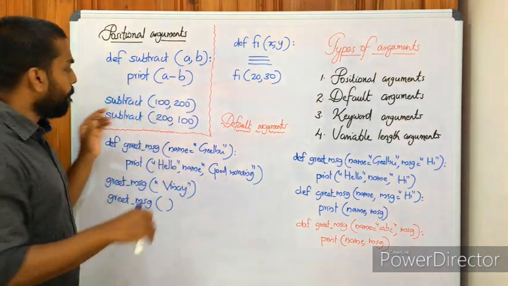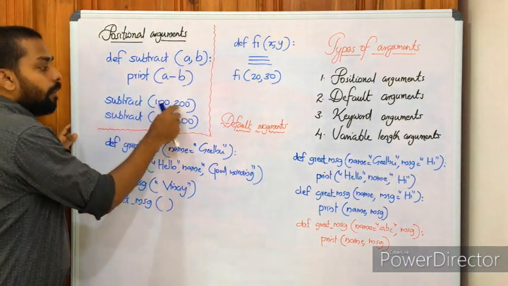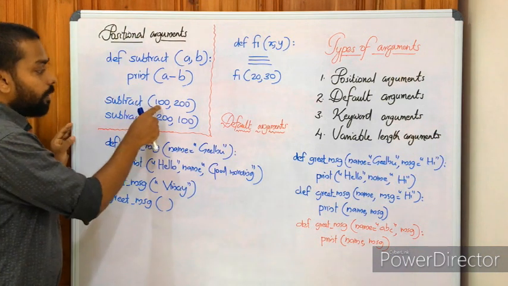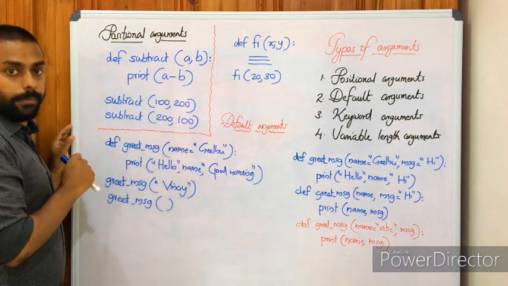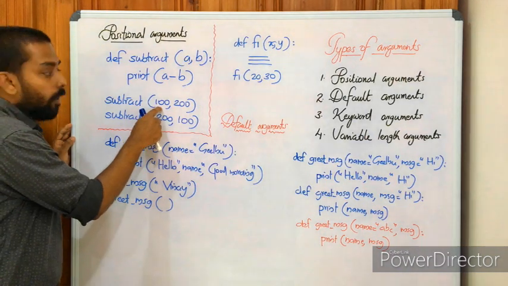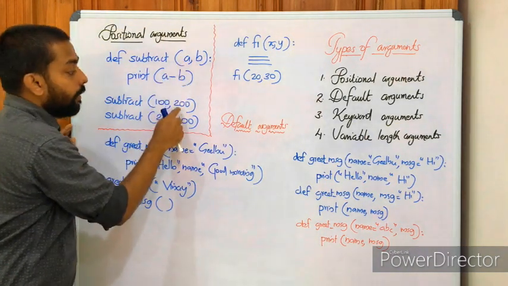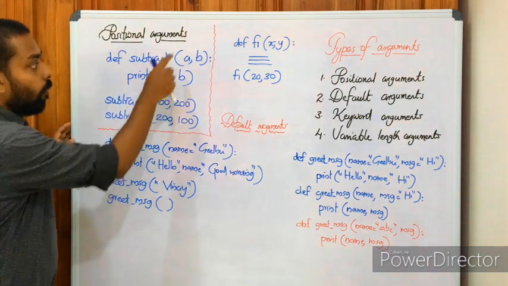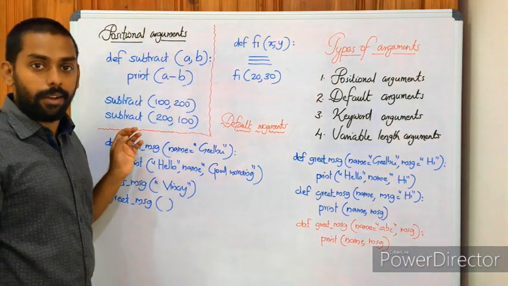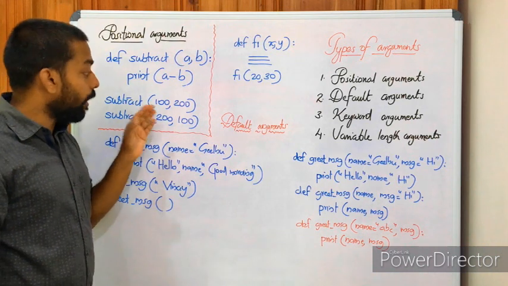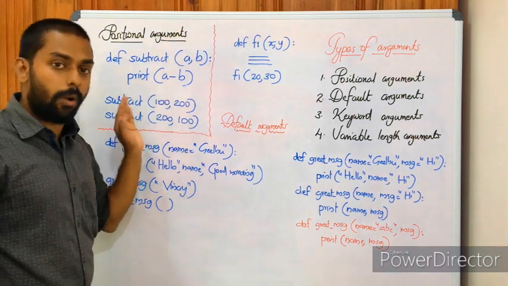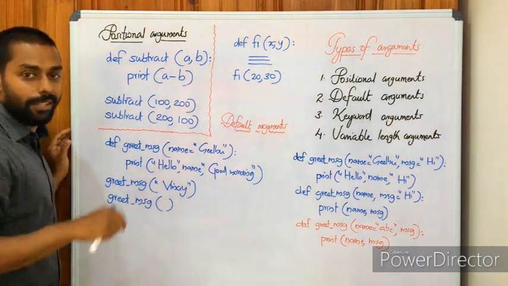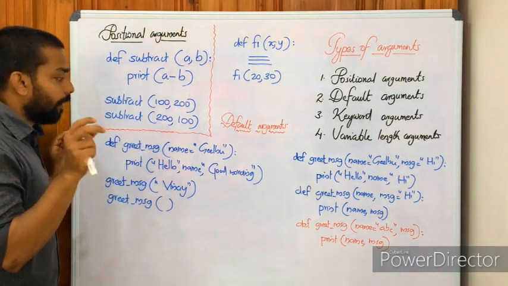It's to subtract. Then subtract(100, 200), that's our first function calling statement. We are passing 100 and 200. The first value 100 will be passed to a, and the second value 200 will be passed to b. So what will be the result? 100 minus 200, so minus 100 will be the result of the first function calling statement. For the second function calling, we are simply changing the order. Then let's see how the result will be.